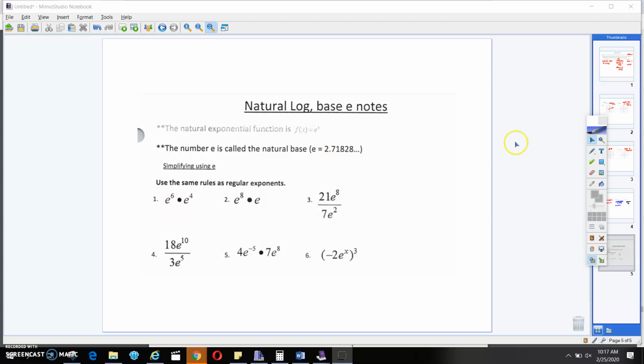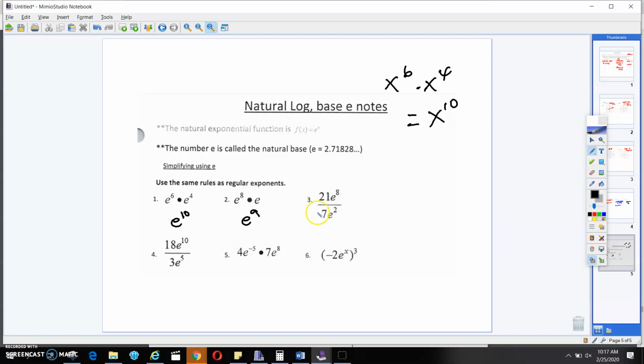So right here, where it says e to the 6 times e to the 4th, that's kind of like when we were saying x to the 6 times x to the 4th. If we did that and we tried to simplify it, it would get us x to the 10th, right? So we would add those exponents. So we're going to do the same thing for this one. That's going to give us e to the 10th power. Okay? On number 2, same thing. We're going to have e to the 9th power. That's 27.